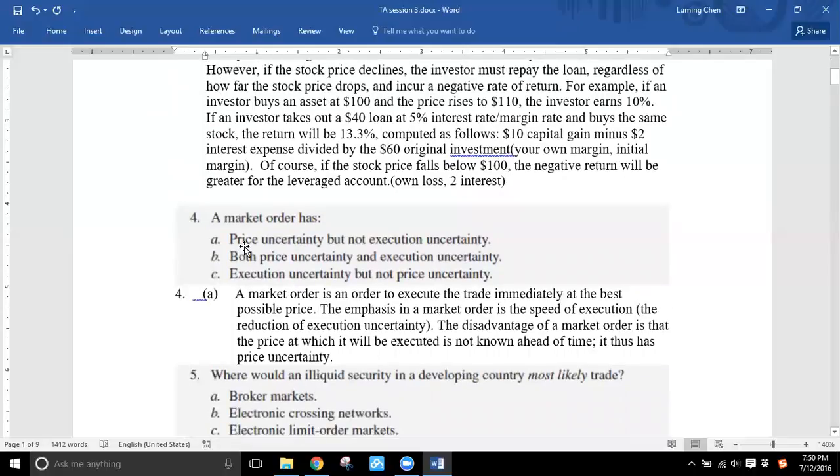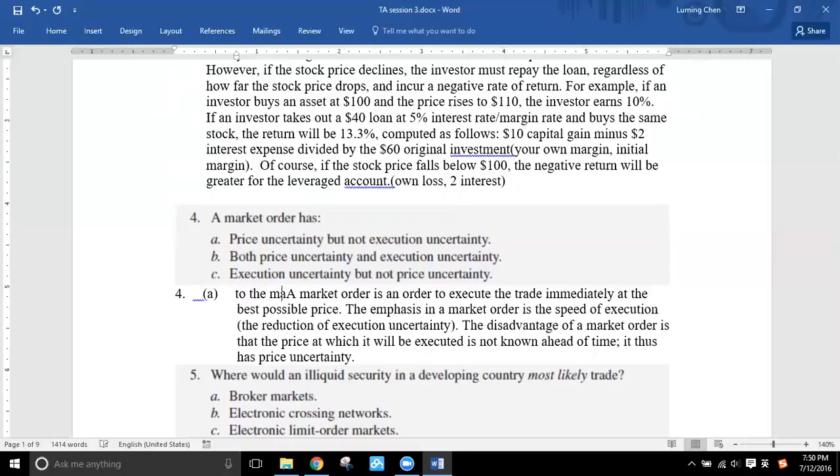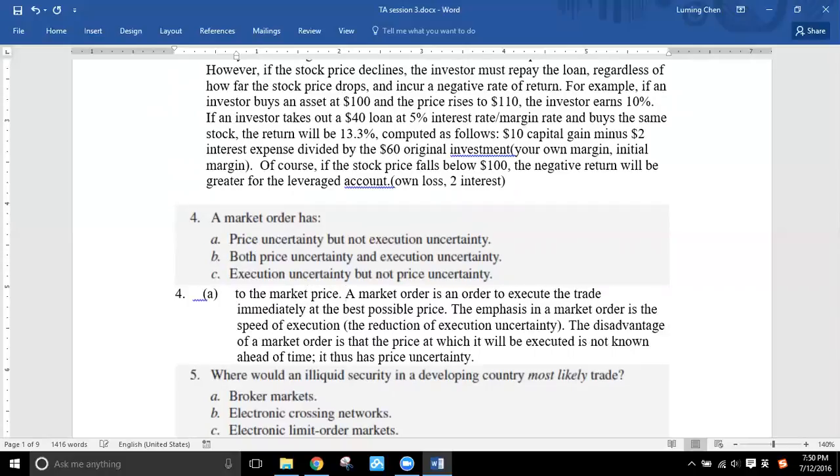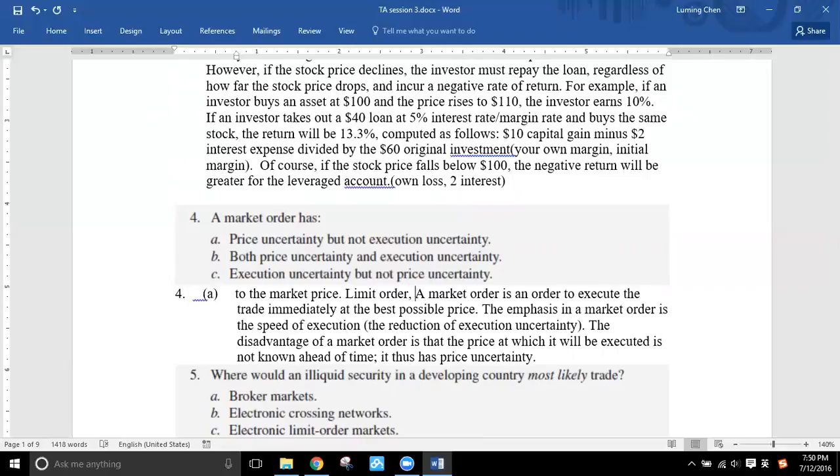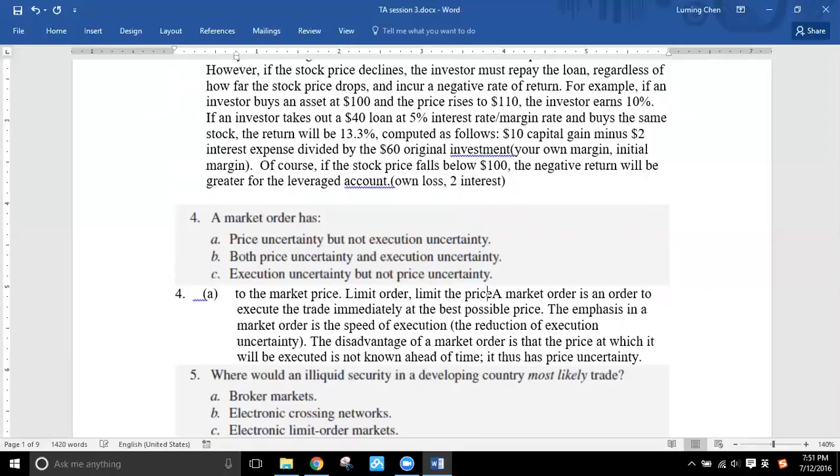Number 4, market order. A market order has A, price uncertainty, but not execution uncertainty. B, both price uncertainty and execution uncertainty. C, execution uncertainty, but not price uncertainty. So a market order has price uncertainty because the order is executed at the market price. While the limit order, on the other hand, has no price uncertainty but execution uncertainty because you limit the price.